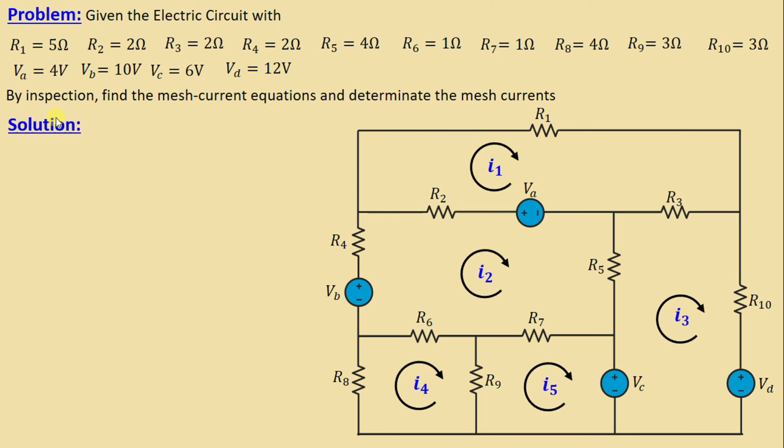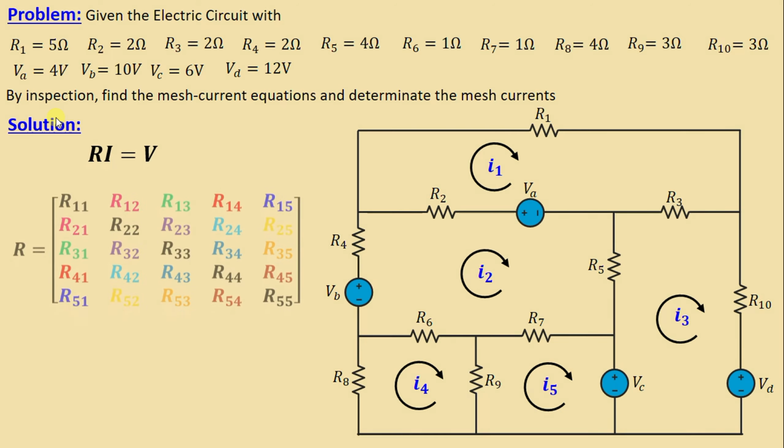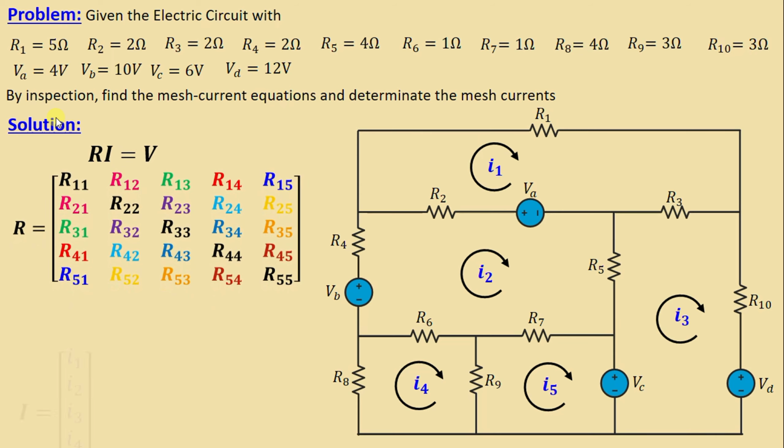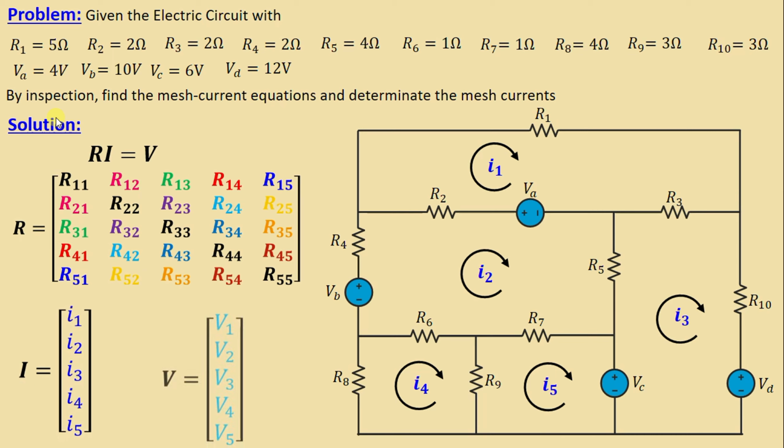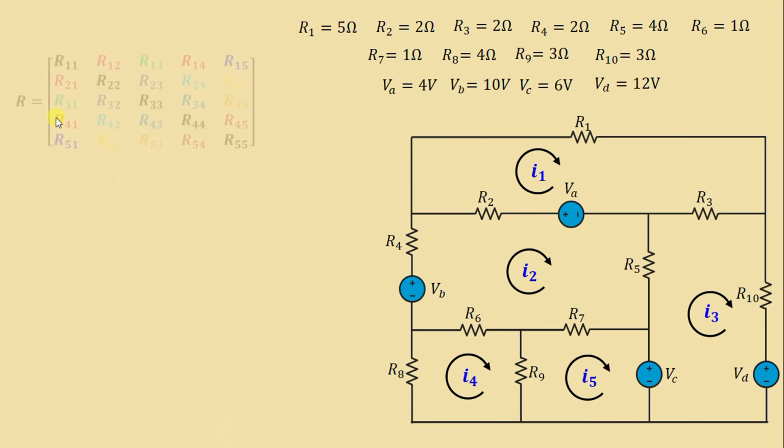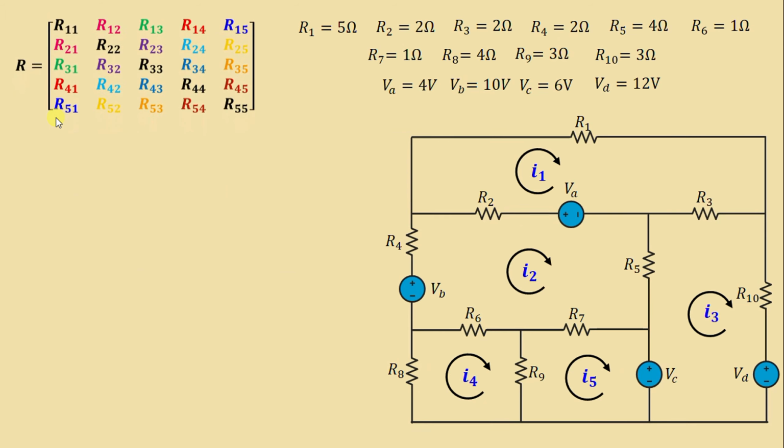The mesh current equations are given in matrix form as follows: R I is equal to V. In this circuit we have 5 meshes, so the dimension of the resistance matrix is 5 by 5. I represent the vector of the unknown mesh currents in the clockwise direction, and V is the input voltage vector, which has the terms in volts. This is our resistance matrix R.